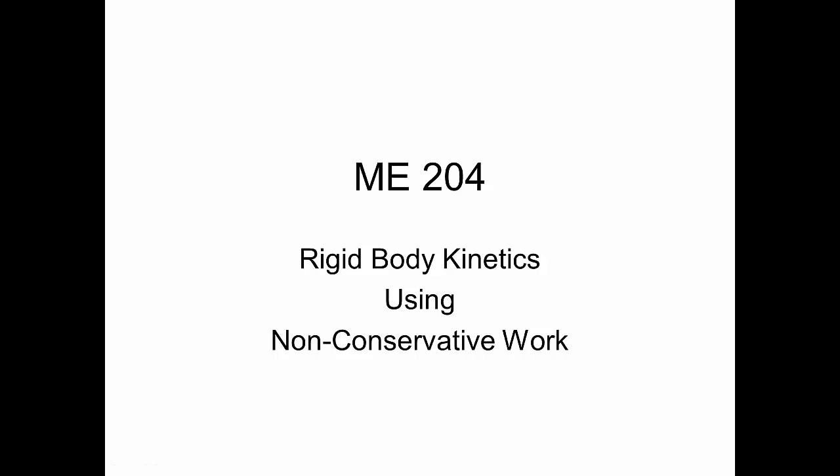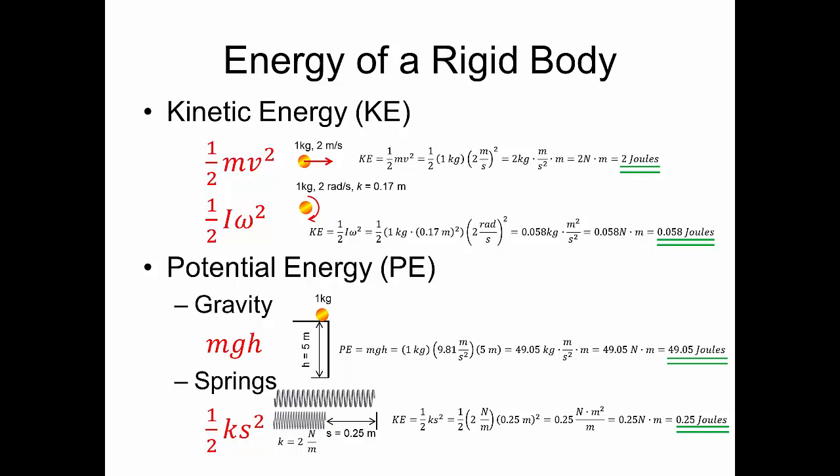ME204, Rigid Body Kinetics using Non-Conservative Work. We've already talked about all the parts that go into the equation for energy for a rigid body. For kinetic energy, when it's translating, we have 1/2 the mass times the velocity squared. If the object is rotating, we have 1/2 the mass moment of inertia times the angular velocity squared.